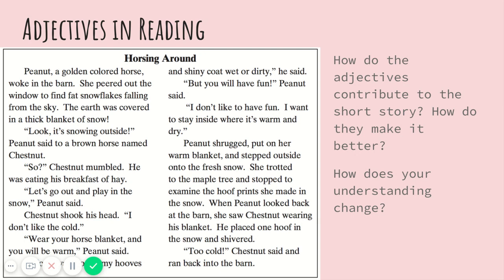Go ahead and take a second and see if you can find any more adjectives throughout the story that might make it easier for you to understand it or picture it as the reader.